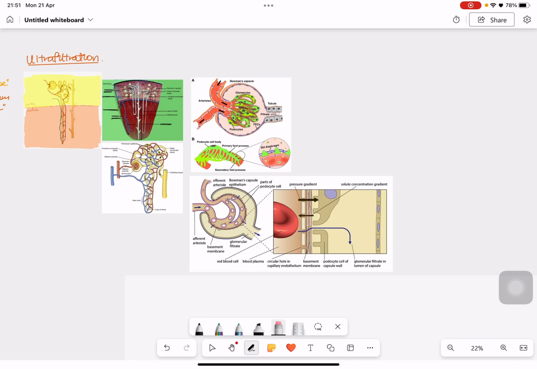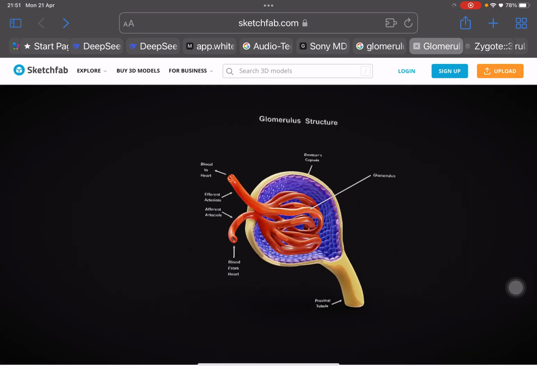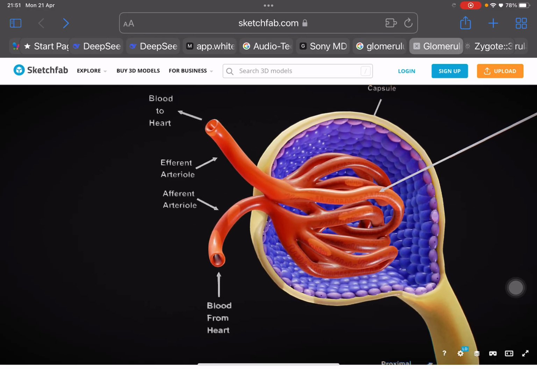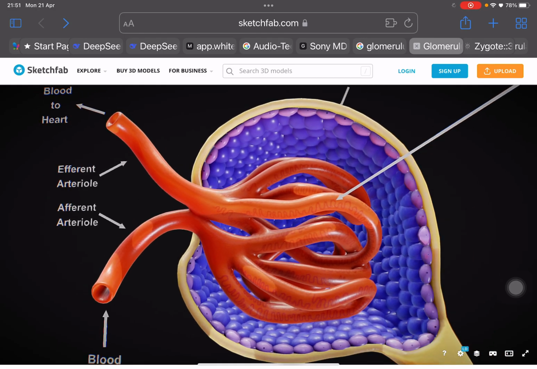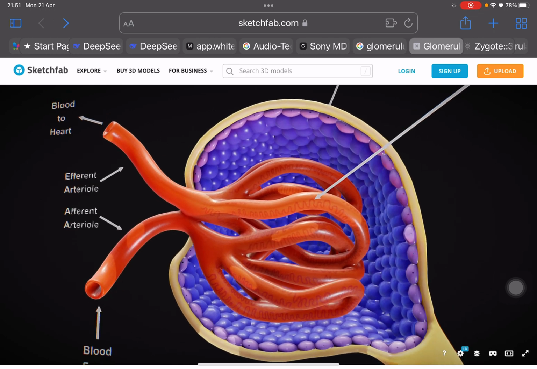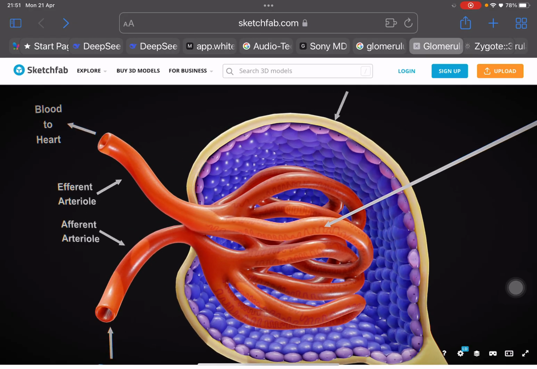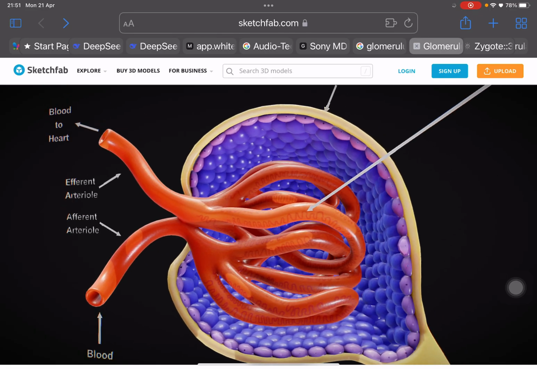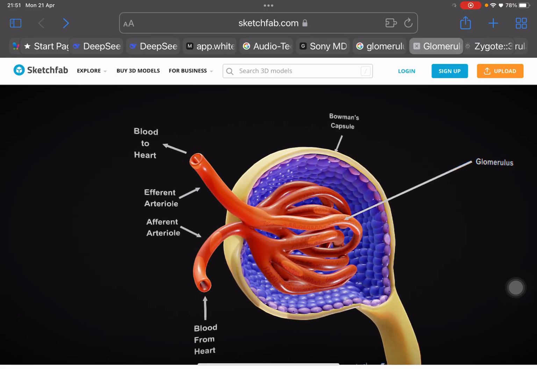Okay, let's look at a more straightforward diagram. So I actually want to show you a website. This is a 3D model I'm looking at. Definitely not mine, but it's quite useful, and so I'm borrowing it. So this is a 3D structure of a glomerulus. You can see the red bits. These are what I call bloodstream tubes. So you can see we've got the afferent arteriole down here. And then I have this entire ball of glomerulus. And then I have the efferent arteriole going out.